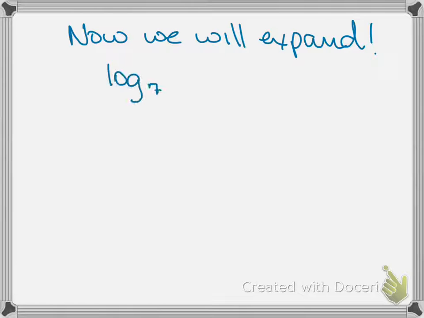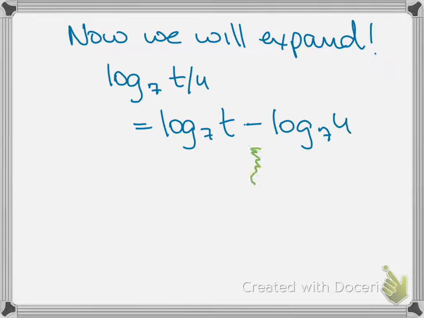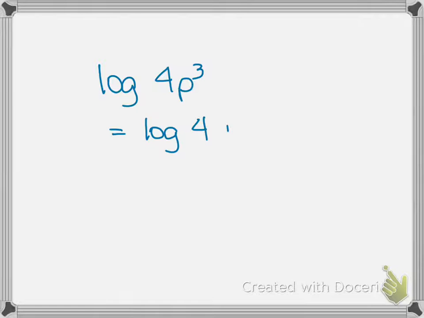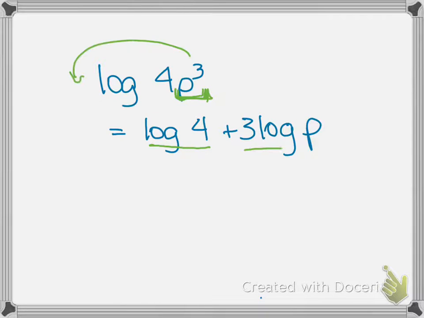So now we're going to start with the single log, and we're going to just expand it. So here you have the log base 7 of t divided by u, which becomes the log base 7 of t minus the log base 7 of u. We have the log of 4p cubed, which is going to be the log of 4 plus 3 times the log of p. Your exponent comes down, lands on the ground, and becomes your coefficient.